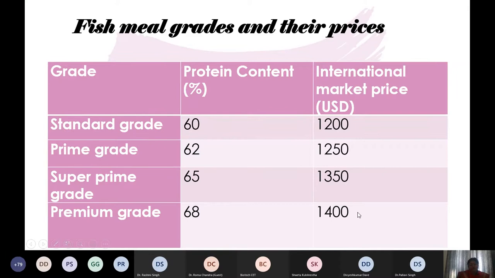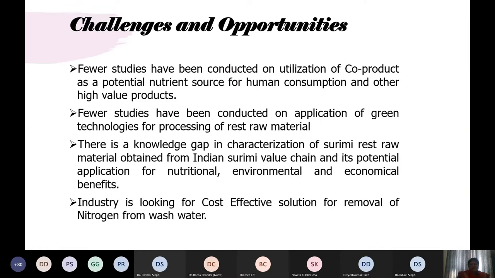Challenges and opportunity. Very few studies have been conducted on utilization of co-products as potential nutrient sources for human consumption and other high value products. Fewer studies have been conducted on application of green technologies for processing of the raw material. There's a knowledge gap in characterization of the surimi raw material obtained from the value chain and its potential for nutritional, environmental and economic benefit. So industry is looking for cost effective solutions.